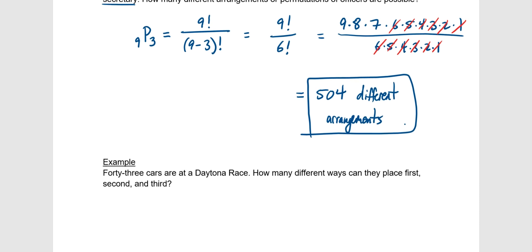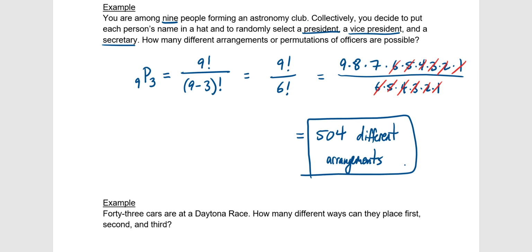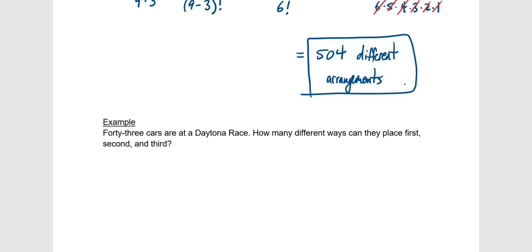Okay, so let's do one more of these ones. Before you do the next one, let's say you didn't simplify it and you multiplied the entire numerator, 9 times 8 times 7 times 6 times 5 times 4 times 3 times 2 times 1, and you multiplied that whole denominator, 6 times 5 times 4 times 3 times 2 times 1. You're going to get a big number divided by a big number. You just have to divide those and get 504.